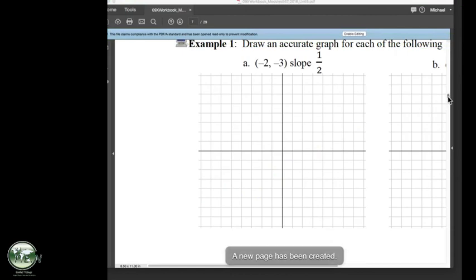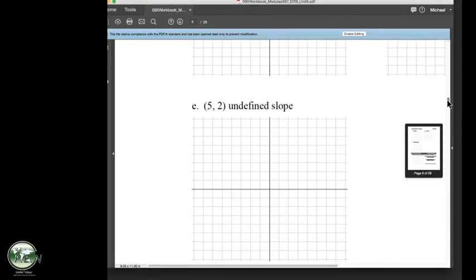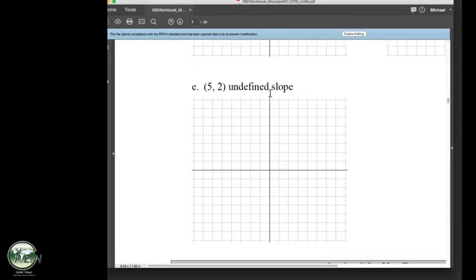Okay, and let's see. How do we draw something with undefined slope? Maybe a vertical line. Good. So again, it's not undefined, people, it's infinite. We know this. It's a vertical line, yes. So we go to 5, 2. 1, 2, 3, 4, 5, up 2. And we're going to have a vertical line. That's what undefined slope means. That's what infinite slope means.